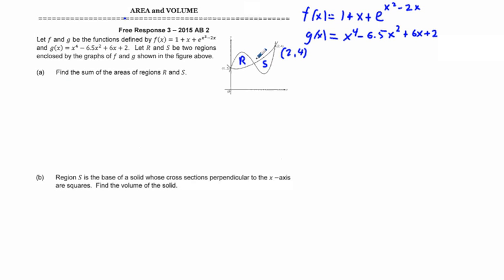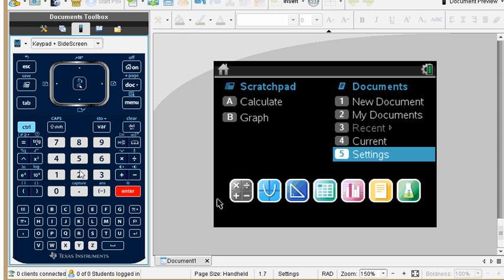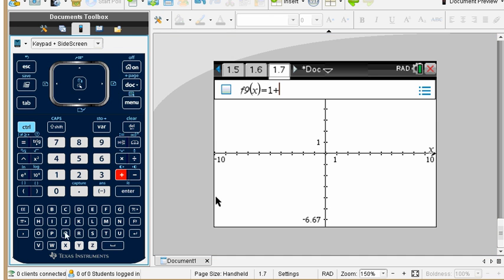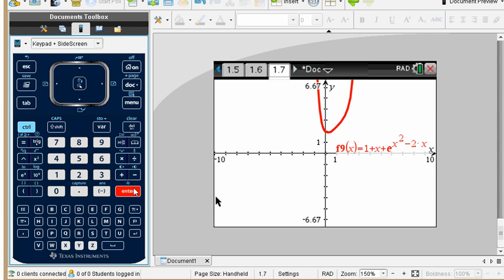Well, the thing we're going to need to find first of all is this intersection point here. The best way I know to do that is to go to our graphing calculator and get a graph page. We're going to put these two functions in place. We have f of x equals 1 plus x plus e to the power of x squared minus 2x, and we have this function graphed. You see it right there.